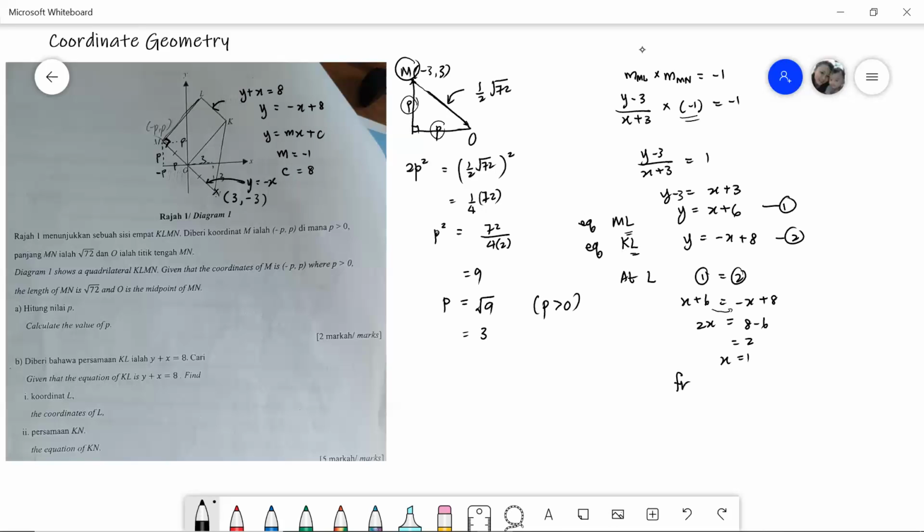And from either equation 1 or 2, whichever you like, y equals 1 plus 6, therefore it's 7. So we found the coordinates of L to be (1, 7). Got it. And next, we need to find the equation of KN.